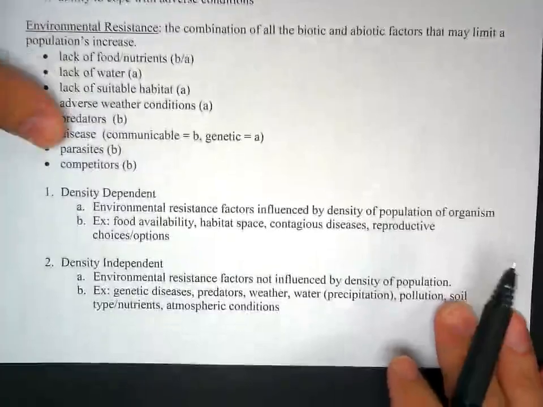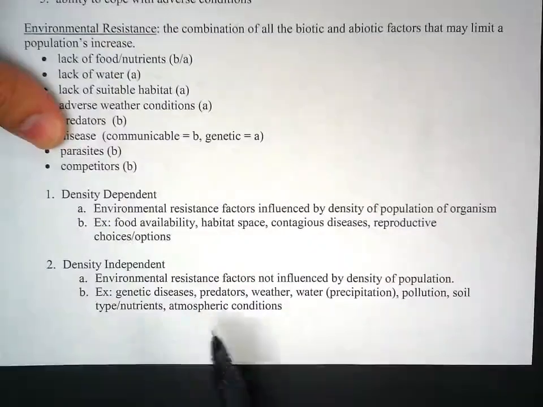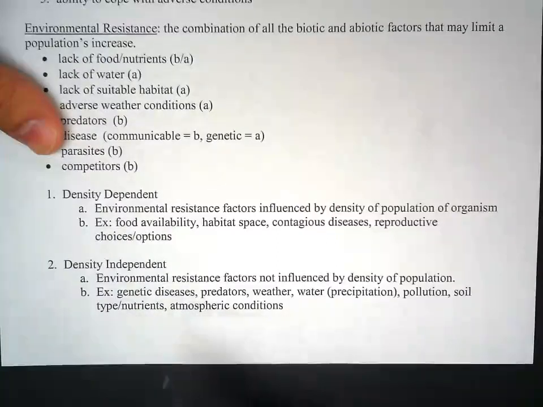Okay, let's look at density independent. These are things where it doesn't matter how many individuals in the population there are, the environmental resistance factor still acts the same way or impacts them the same way. So genetic diseases, we talked about that, it's just in the genes, so you can't transmit it, it's not going to kill more if there's more animals, okay?